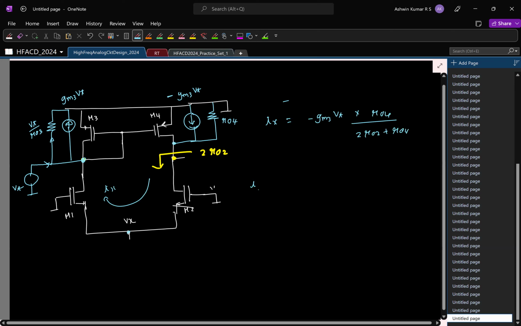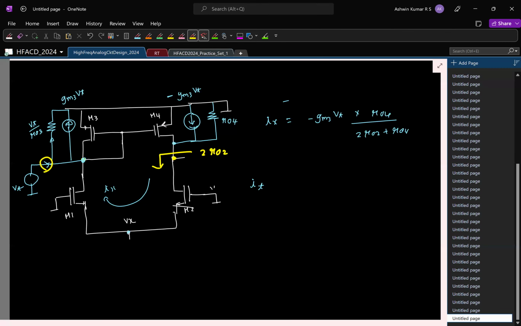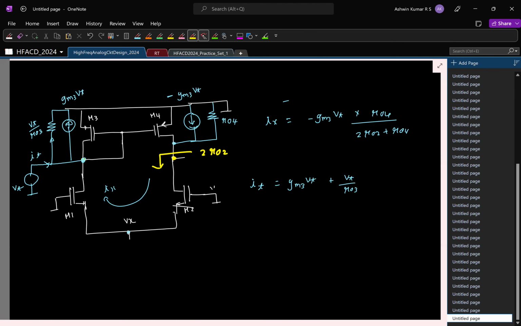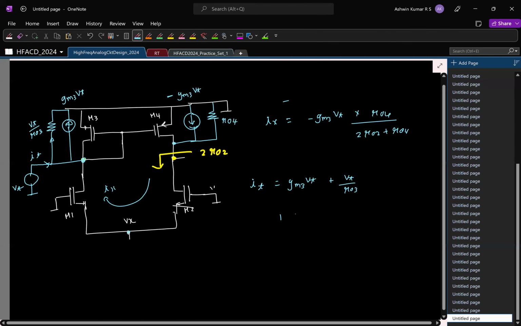So what is the total test current? Now can you tell me? This is the total test current. It has a GM3 VT, this current. You also have VT by R03, which is small, and then minus Ix, and that basically is plus GM3 VT. And again, if GM3 is greater than 1 by R0, we can approximate it as GM3 into 1 plus this.